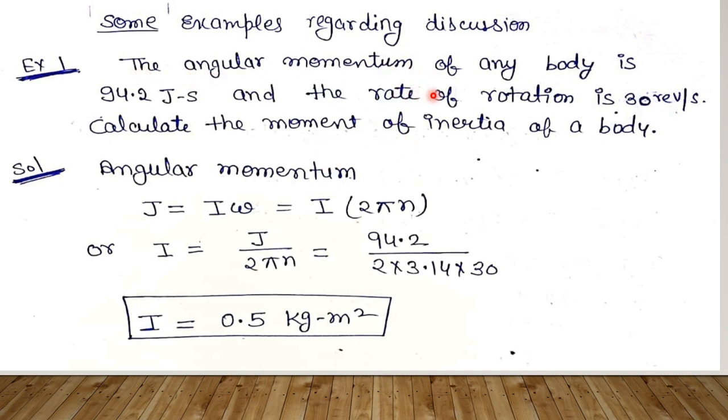Now we will take one or two examples for this. The angular momentum of a body is this; this is the value of angular momentum J, and the rate of rotation is 30 revolutions per second. Now calculate the moment of inertia of the body. We have J equals I omega, which equals I 2 pi n. So we have to calculate I. I will be J upon 2 pi n. By putting in the values of all these things, we get I equals 0.5 kg meter square, because I is m r square, where m is in kg and r is in meters.